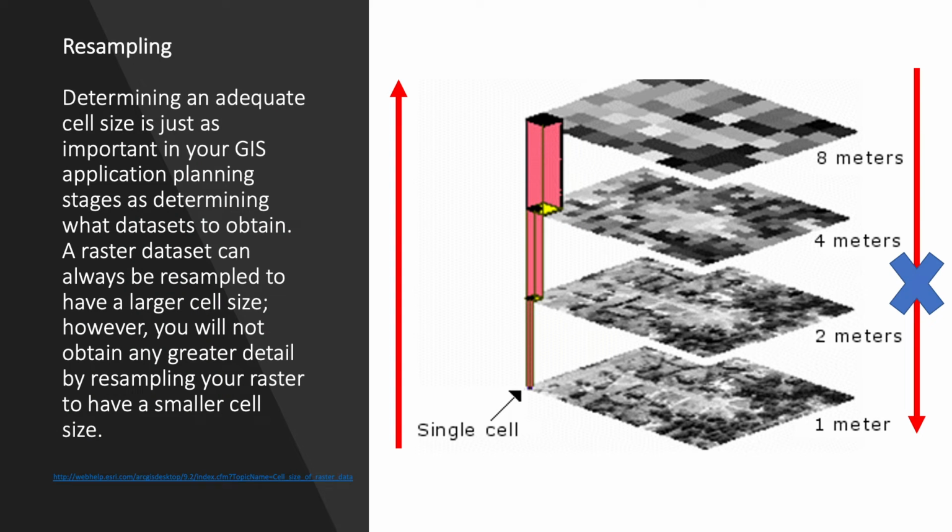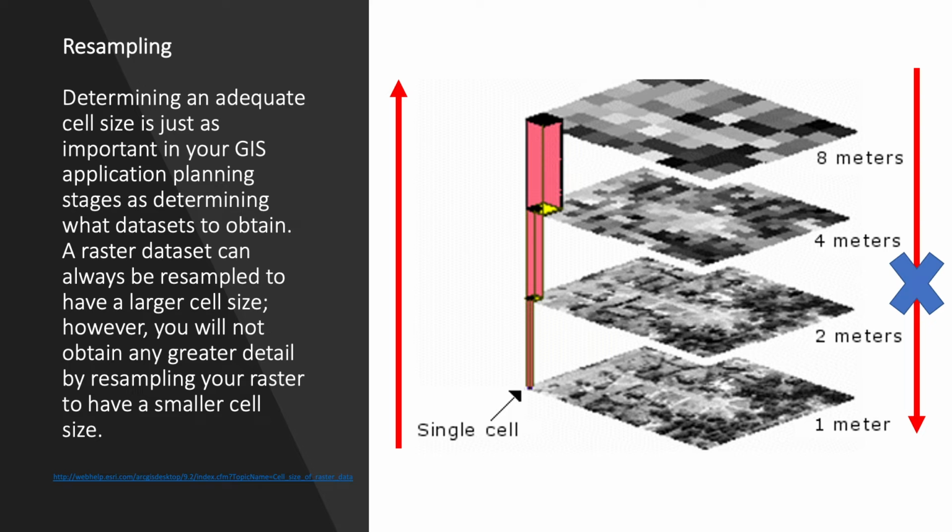A common question is whether we can change the cell size of a raster data. If yes, in which direction? From a small sized raster to big sized raster, or in the opposite direction? Please have a look at the photo in this slide. Can we change the cell size of a raster from 8 meter to 1 meter? Can we change the size of a raster from 1 meter to 4 meter cell size?